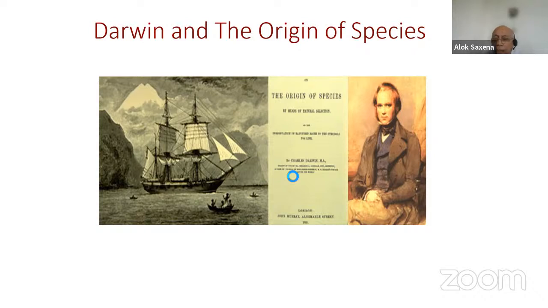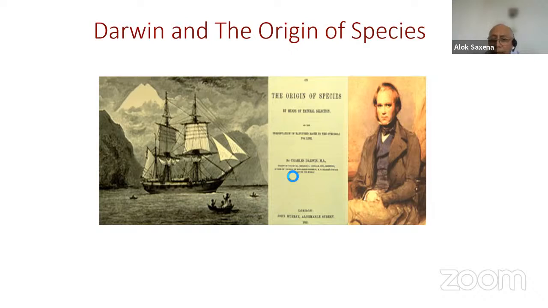But after his return to the mainland, he collected a lot of specimens. He gave those specimens to his friends. One was an expert on birds, then one was a botanist, and his own mentor, John Henslow. And all these people helped Darwin in evolving the theory.